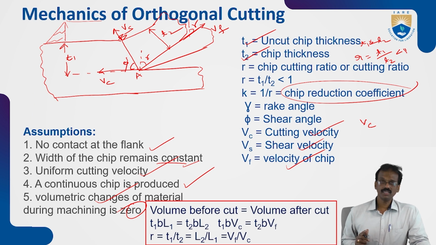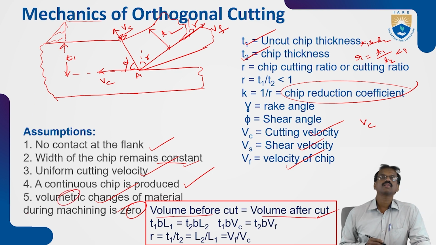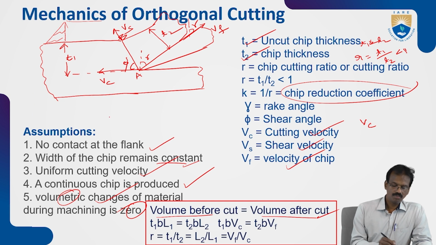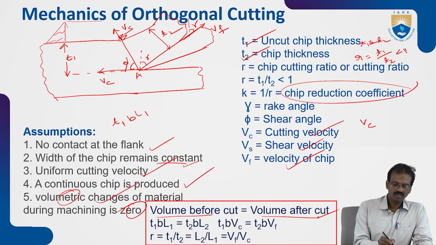In this condition, volume before cut is equal to volume after cut, based upon this assumption. Volume before cut means uncut chip thickness T1, width B, and length L1. The chip length is L2. So T1 B L1 is equal to T2 B L2.